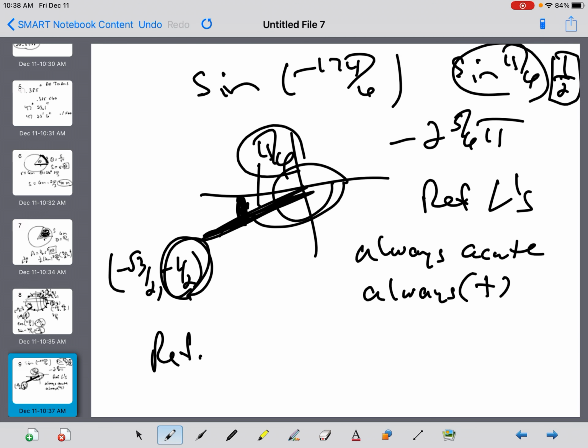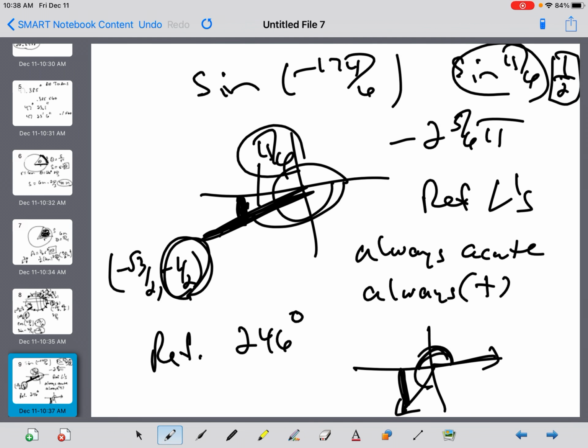So reference angle, what if they said 246 degrees? Well, 246 degrees, okay, there's 180. It's going to be someplace down here. I need to know that. Well, from here to here is 180. So if I take 246 minus 180, there's my reference angle, 66 degrees.